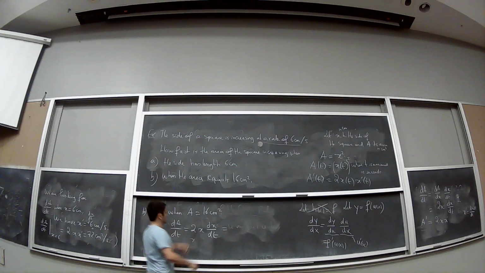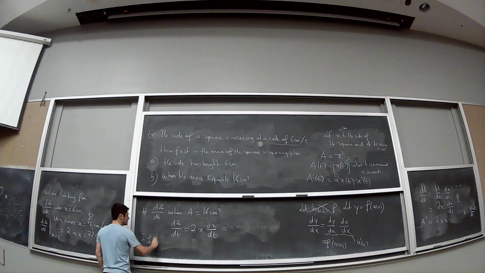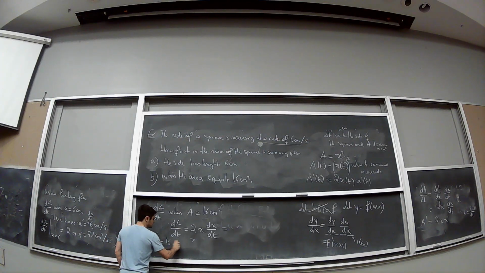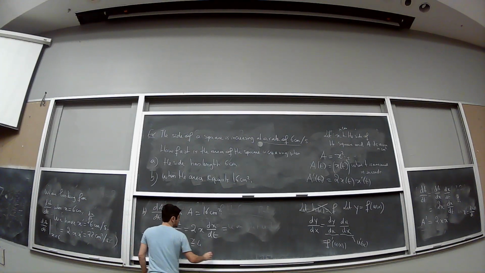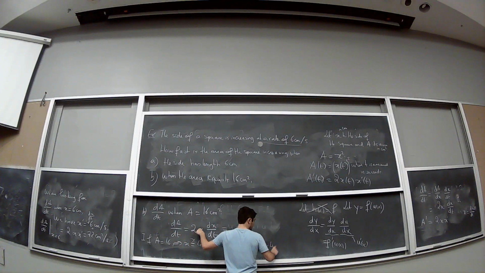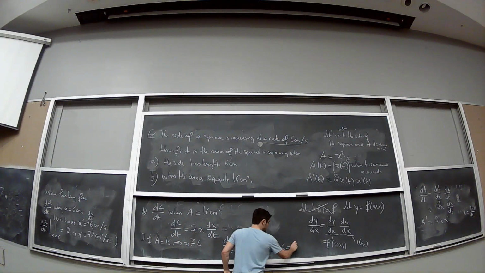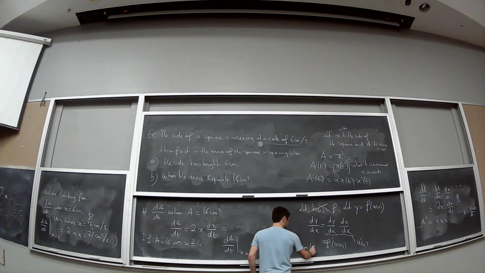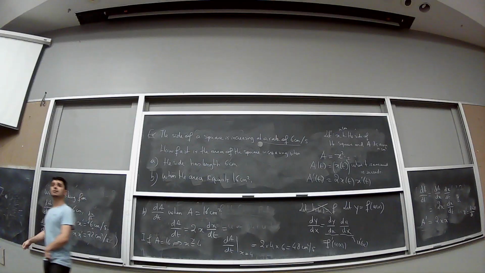So if A is 16, then x is 4. So dA by dt when x is 4 is equal to what? To 2x dx by dt. So it's 2 times 4 times 6. What is that? It is just 48 centimeters squared per second. Okay? Is that clear? Yeah, everybody, is that good? We see what's happening here or not?